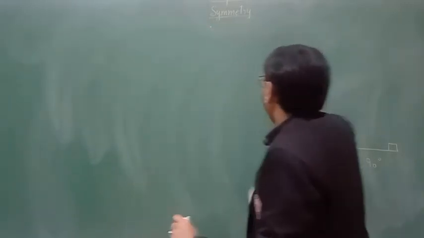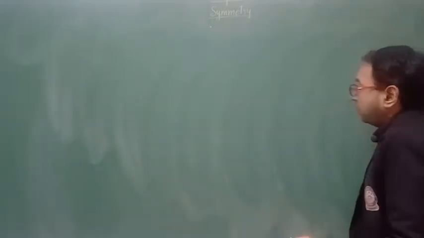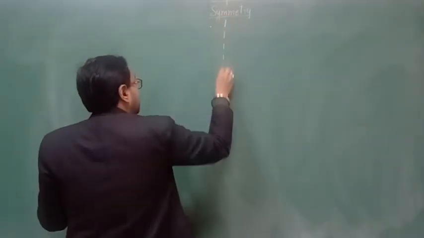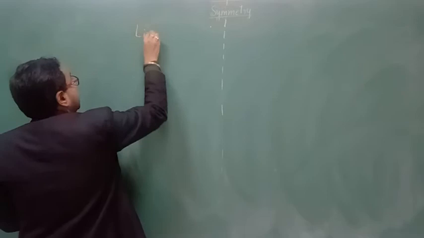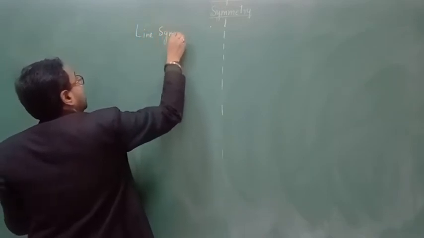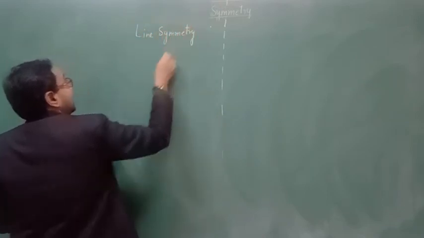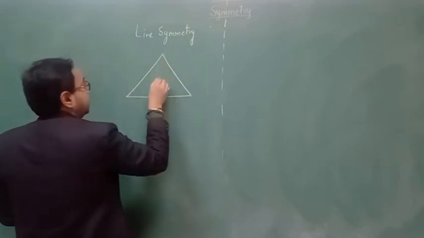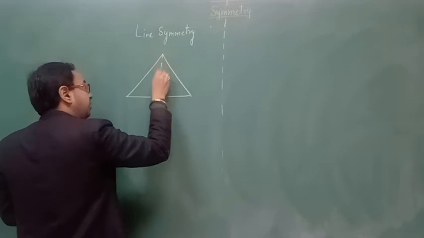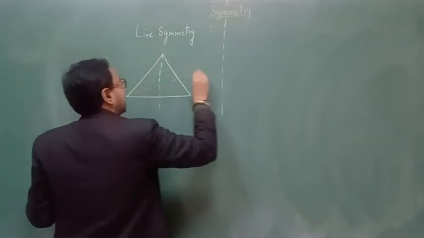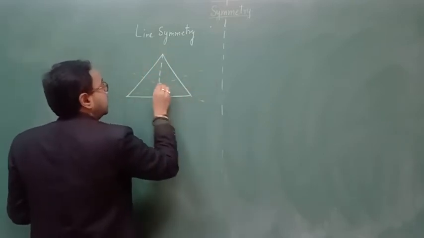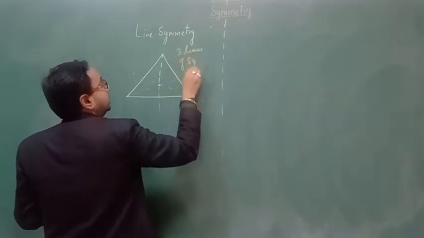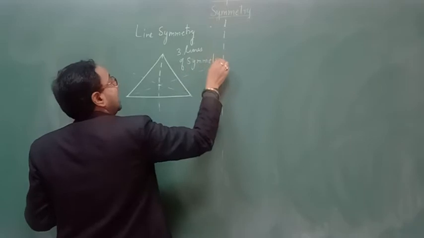Now, an equilateral triangle has 3 sides. Therefore, if I talk about line of symmetry, equilateral triangle, line of symmetry. Now, this is the median, for example, first, second, third. So it has 3 lines of symmetry. Are we clear? So it has 3 lines of symmetry.